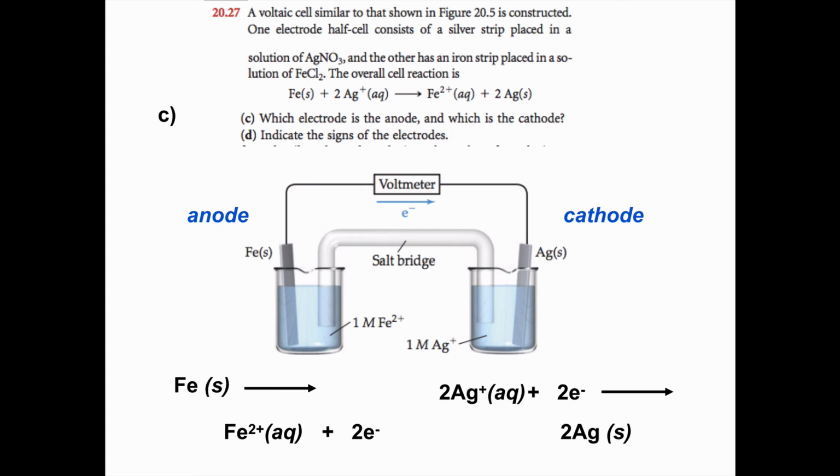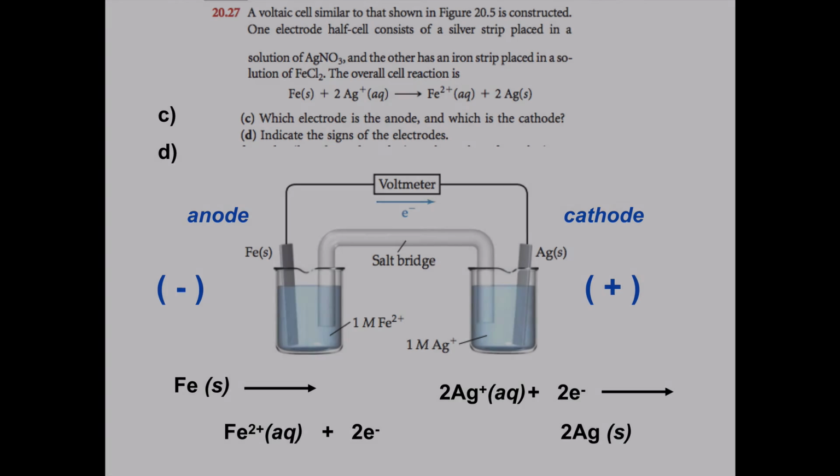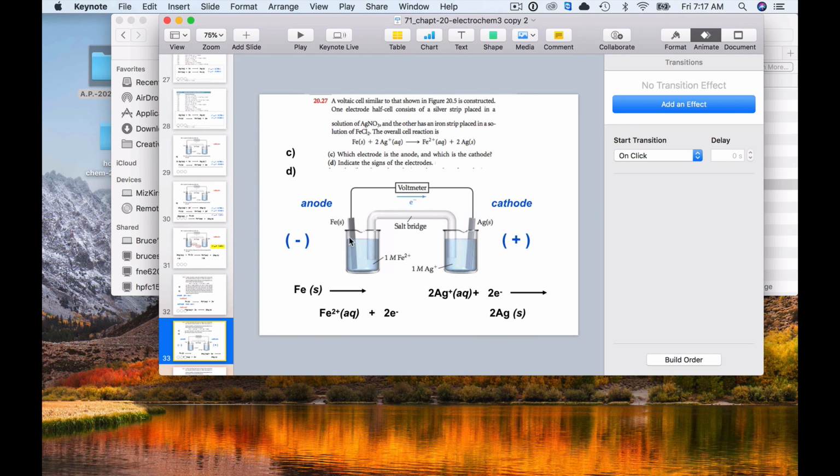Indicate the signs on the electrodes. So guys, the negative sign goes to the anode. All right, so this is where the electrons are emanating from, right? They're coming off of the iron and going over to the silver plus. So the plus side of the cell is the cathode, and the anode is where the electrons emanate from. The electrons are going in this direction. This is the negative side. This would be the positive side.